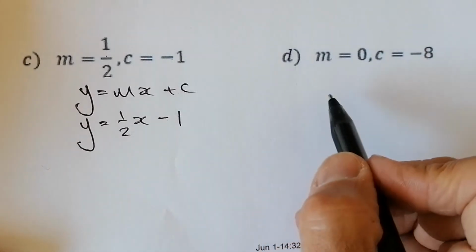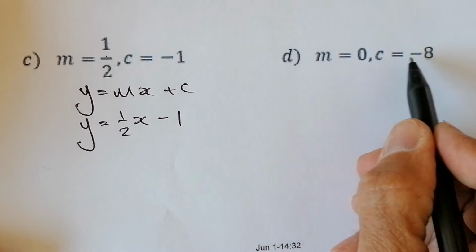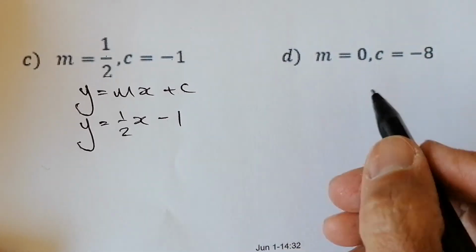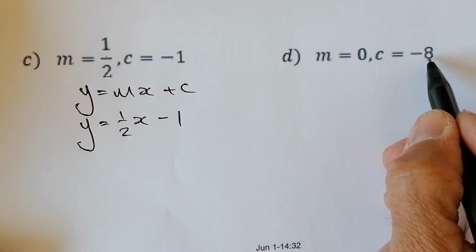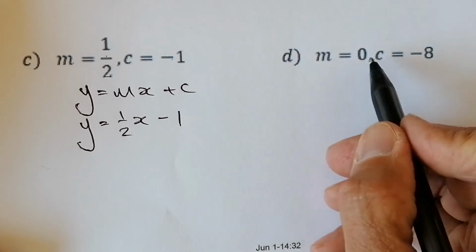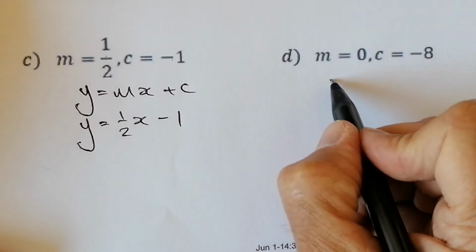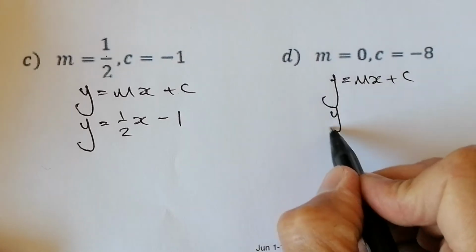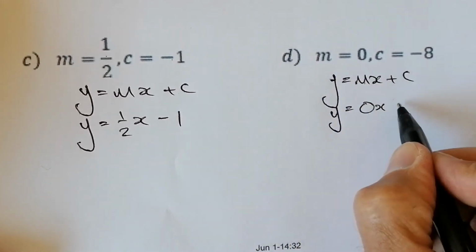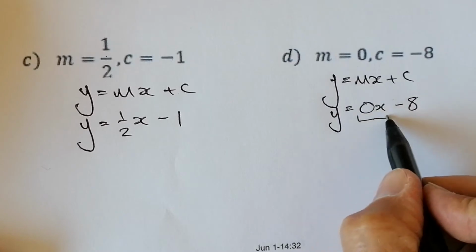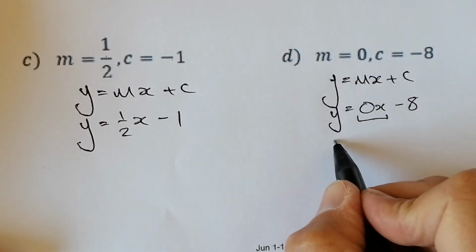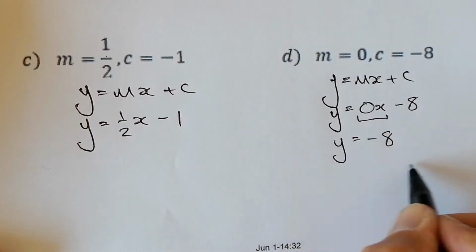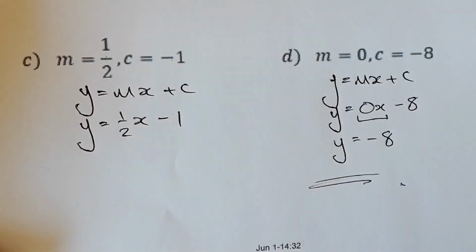Finally, just for this little part of revision, I've got a gradient of 0 and a c value of -8. We know it's going to cut through the y-axis at -8, and with a 0 gradient, it's going to be a horizontal line. To go through the mechanics, all we would do is substitute a 0 in here, so y is equal to 0x minus 8. But 0 times x is going to be 0 anyway, so y is equal to -8. So just a wee bit of revision to see how the gradient and the c value slot into these equations. Right, moving on.